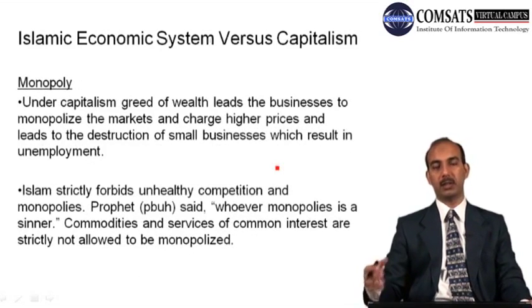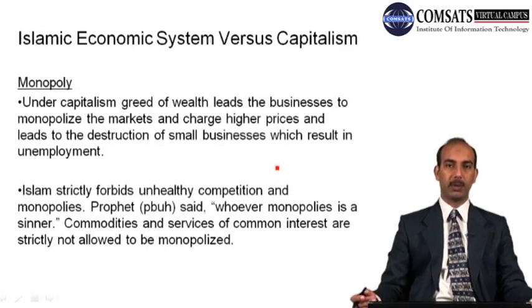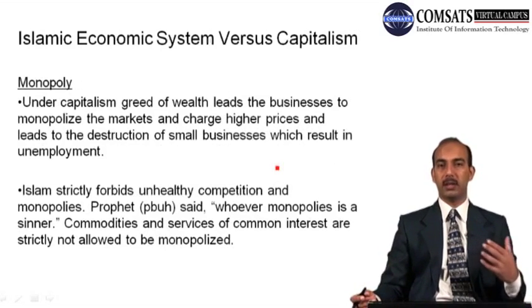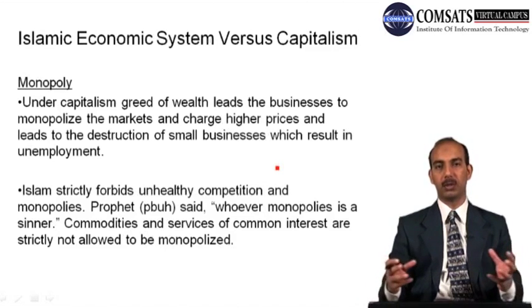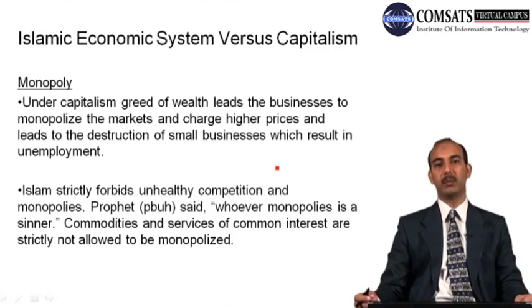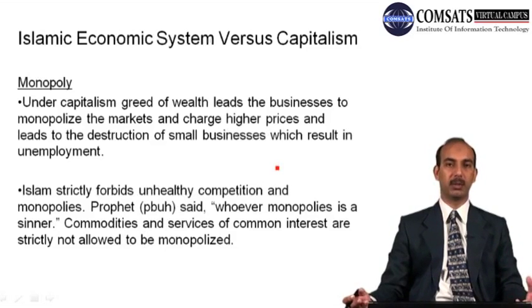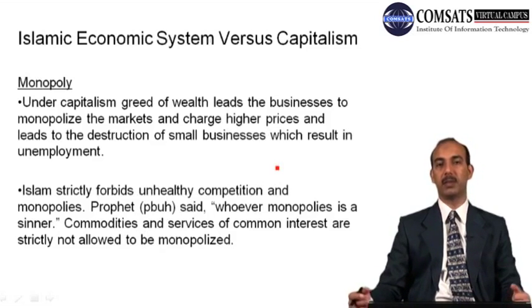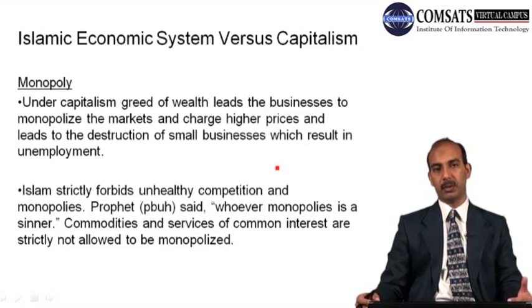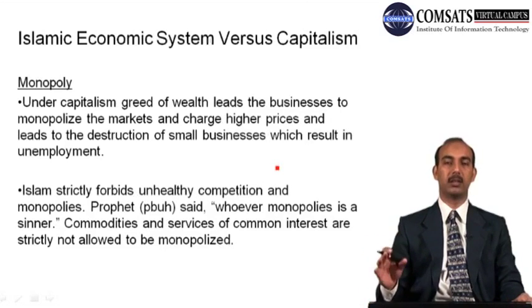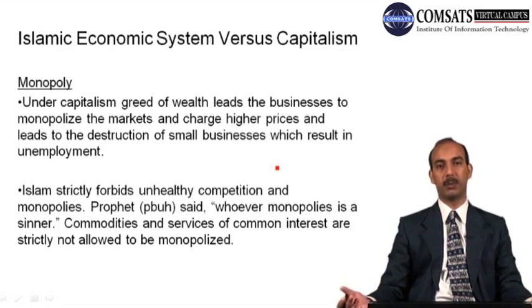Then monopoly, as we discussed earlier, capitalism leads towards monopoly. The greed to earn more and more profits leads towards bigger and bigger businesses, and when businesses grow big enough, they can control the markets, charge higher prices, and eliminate smaller businesses, which has a lot of implications like inflation and unemployment. And if we look into Islam, the Prophet ﷺ says, whoever monopolizes is a sinner. So monopoly is an act of sin. In Islam, it is forbidden.